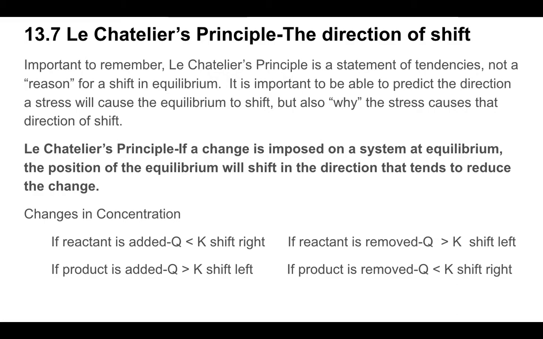You could say adding reactant speeds up the forward reaction, and as a result, the reaction shifts to the right because the forward reaction will be greater rate than the reverse reaction. So you could use kinetics to explain it, or you could use Q and K as a way of explaining the shift.